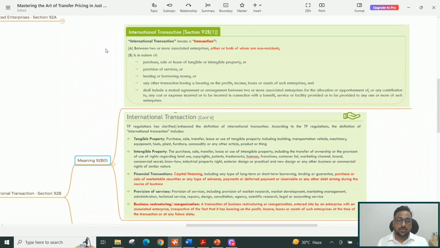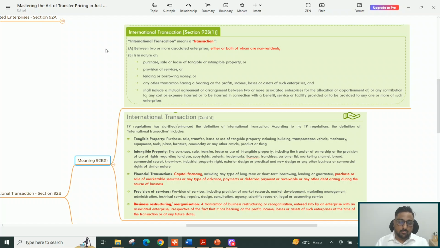shall also include a mutual agreement or arrangement between two or more AEs for allocation or apportionment of, or any contribution to, any cost or expense incurred or to be incurred in connection with a benefit, service or facility provided or to be provided to any one or more of such enterprises. This is what international transaction means.